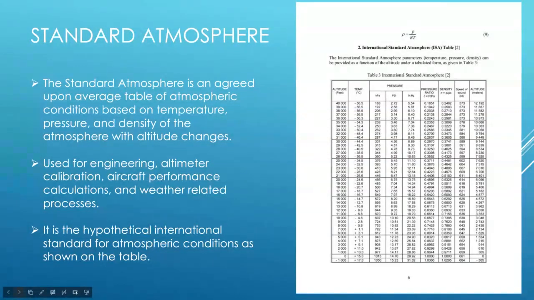Of course, at sea level, the density would be 1, and then as you go up, what do we know about the density as you go up? Less, right? Pressure goes down as well.